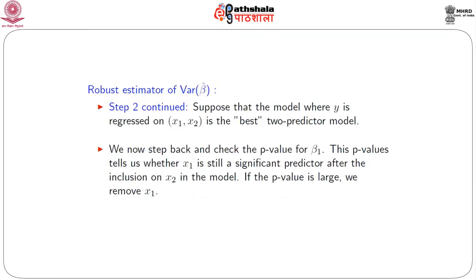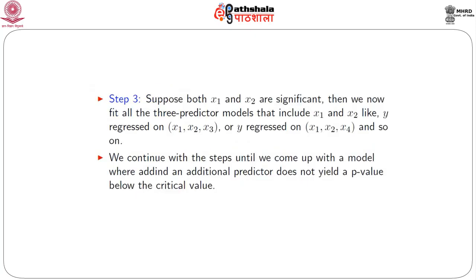We now step back and check the p-value for beta 1. This p-value tells us whether x1 is still a significant predictor after the inclusion of x2 in the model. If the p-value tells us that it is significant, we retain it in the model. If not, we remove x1 and the model is now left with only one predictor, which is x2. Suppose both x1 and x2 are significant, then we fit all the three-predictor models that include x1 and x2, like y regressed on x1, x2, x3 or y regressed on x1, x2, x4 and so on. And we continue with the steps until we come up with a model where adding an additional predictor does not yield a p-value below the critical value.